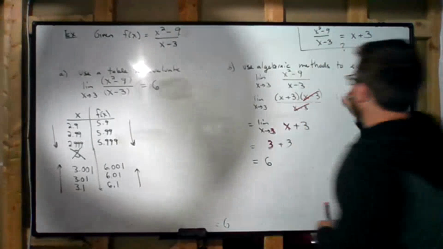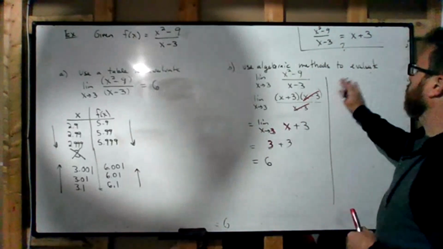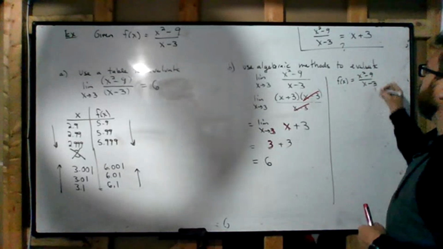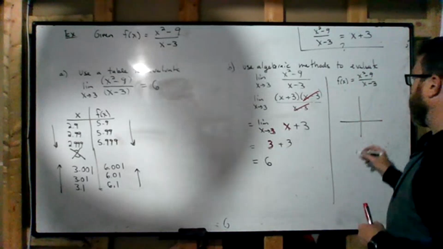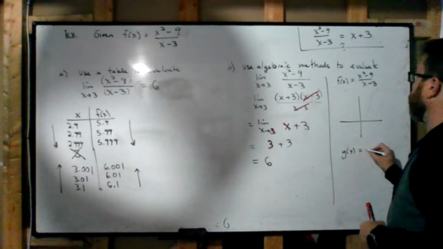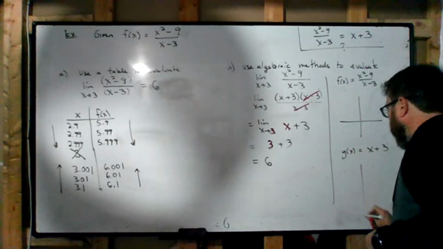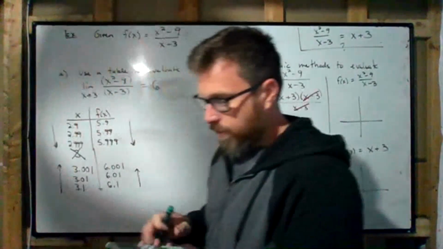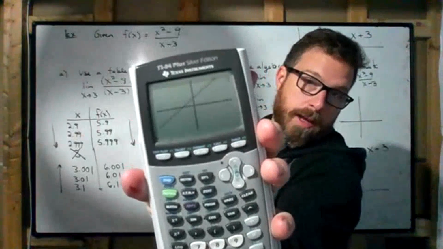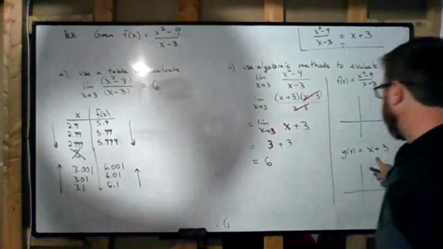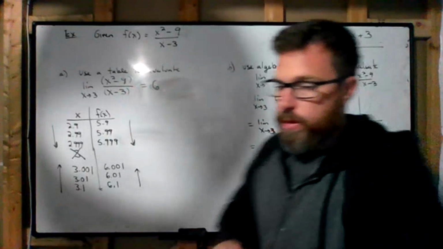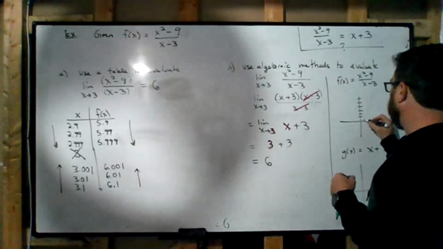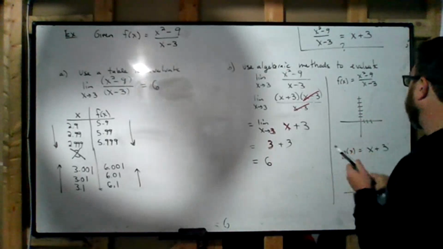Let's graph them both. So if I graph f of x is equal to x squared minus 9 all over x minus 3, what you'll notice is it gives you a graph that looks very similar to g of x, which is equal to x plus 3. If you hit graph, there's my line. It actually gives me this line right back here. So I know it's got a y-intercept of 3 and a slope of 1. So 1, 2, 3, 4, 5, 6, and a slope of 1.